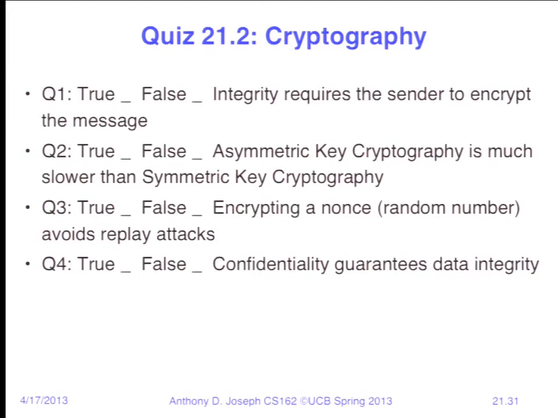Second question. Asymmetric key cryptography is much slower than symmetric key cryptography. Third question. Encrypting a nonce, a random number, avoids replay attacks. And last question, confidentiality guarantees data integrity. So think about these.